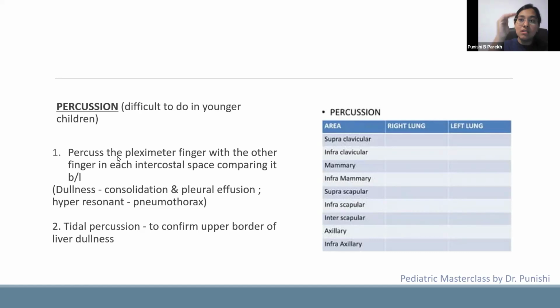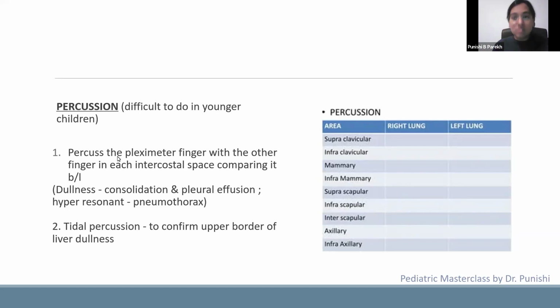You start percussing in the mid-clavicular line from the second intercostal space on the right, and then you stop at the point where you reach dullness. After that, you hold your finger there and you ask the patient to take a deep breath. After taking a deep breath, you wait for a few seconds and then you percuss again. Now, that point which was dull initially, if it still remains dull, that means it's because of hepatomegaly. Sorry, I got confused. Because what happens is when the patient takes a deep breath, the lung moves down.